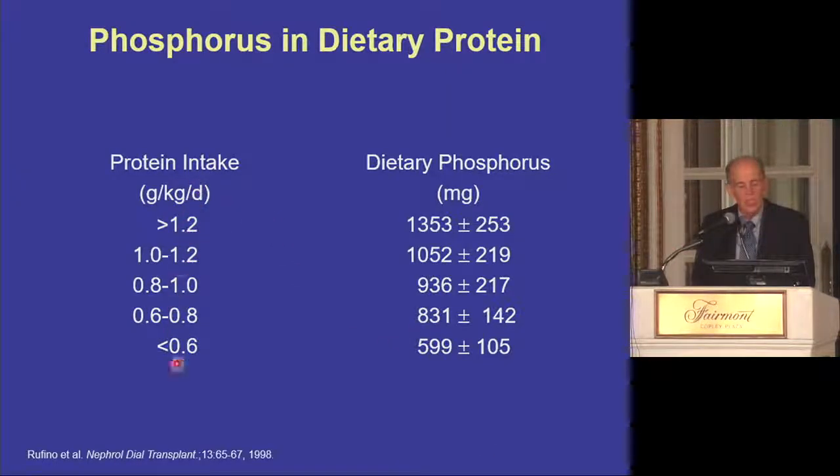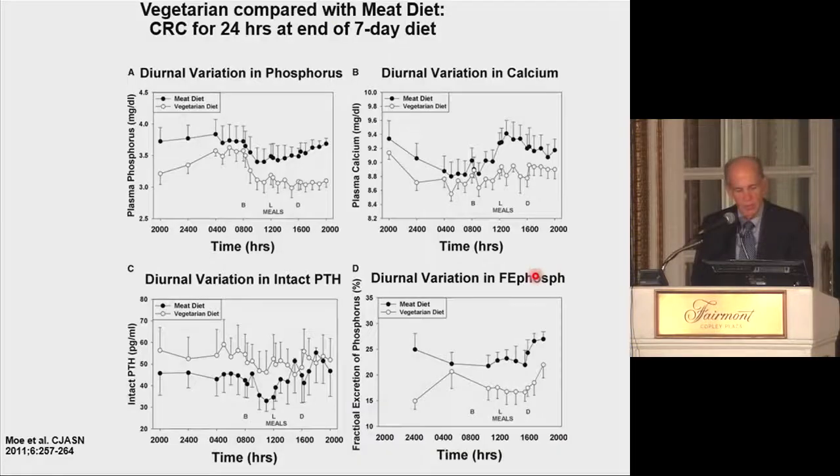So let's talk about this. The more protein I eat, the more phosphorus I eat. This is general meat-based protein. Animal-based protein, more protein, more phosphorus. However, if you can put a patient on a vegetarian diet, their phosphorus will be lower. This is a study carefully done. Vegetarian diet is open circles. You see at every point in the 24-hour cycle, the phosphorus is lower than in the meat-based diet.